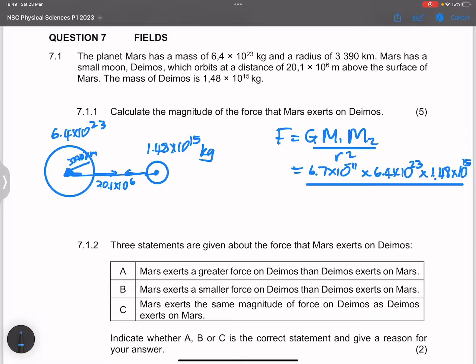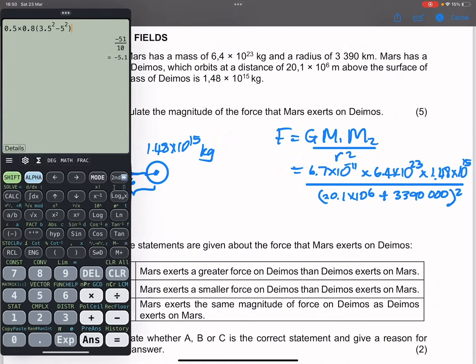But I see they've decided to take as negligible the center of Deimos. So what I'm going to do is add the radius of Mars plus the distance that Deimos is away from Mars. So this would be the distance, 20.1 times 10 exponent 6 plus the radius of Mars. Remember they said it's in kilometers, so we need to multiply by 1,000 to make it meters. So that's 3,390,000 kilometers. But remember, all of this is squared. So please keep that in mind.